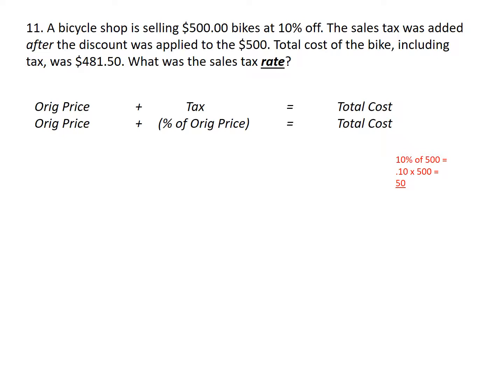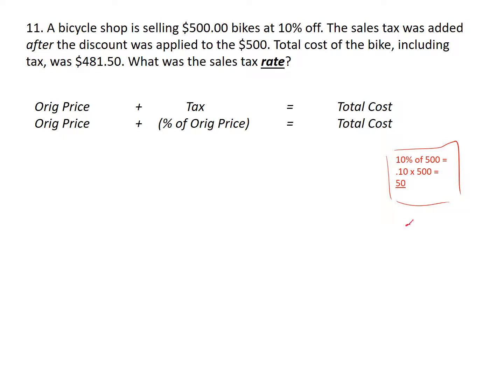All right, we have to deal with this discount first. It says the sales tax was added after a 10% discount was applied. So we need to apply the discount first, and it's 10% of the 500. That's how much they take off the price. Over here, I've calculated that 10% of 500 is the same as 0.10 times 500, which is 50. So that's a $50 discount that they're getting.